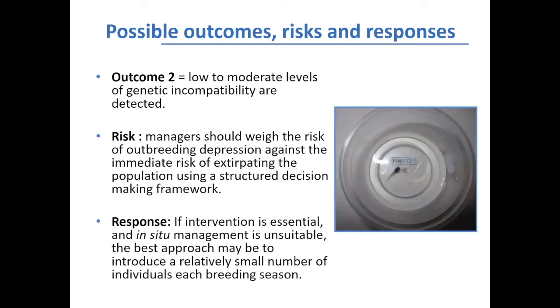At the other end of the spectrum, if the experiment reveals low to moderate levels of genetic incompatibility, there is a low to medium risk of outbreeding depression, and managers should weigh the risk of outbreeding depression against the immediate risk of the population going extinct using a structured decision-making framework. If intervention is essential and in situ management is unsuitable, the best approach may be to introduce a relatively small number of individuals each breeding season.